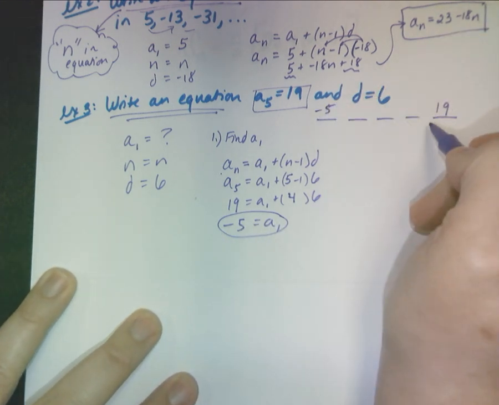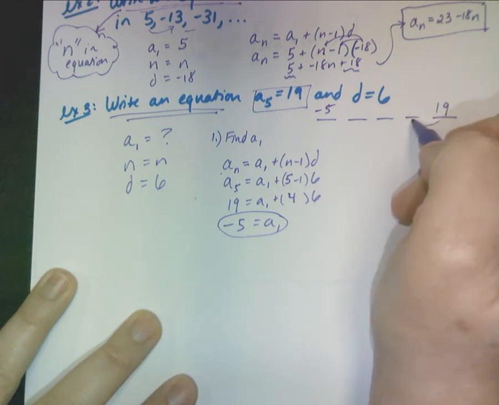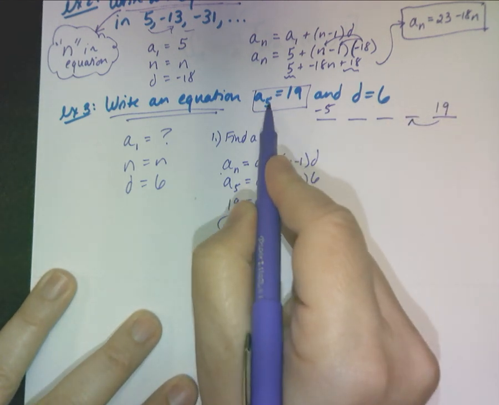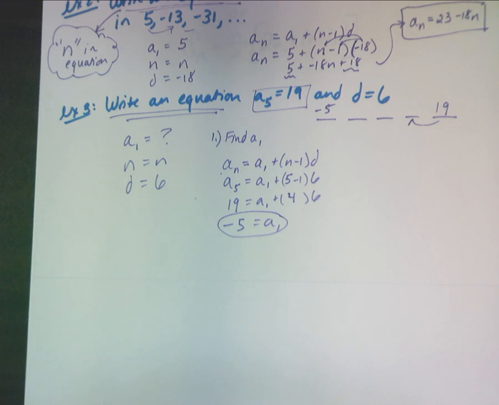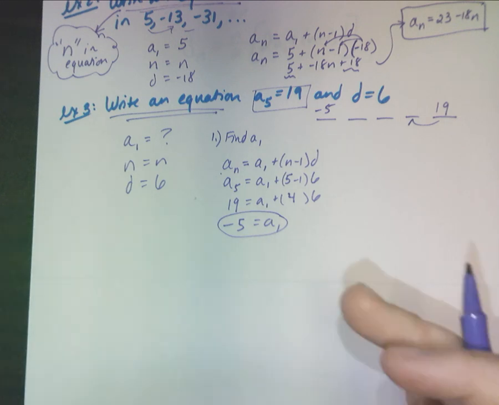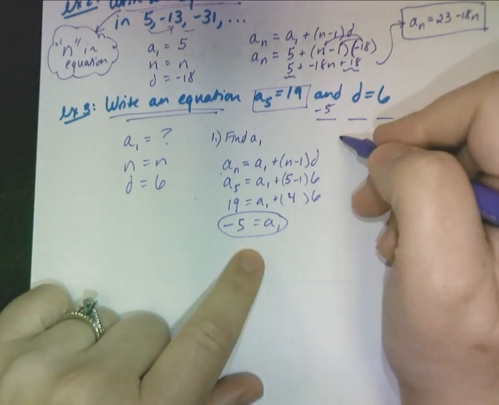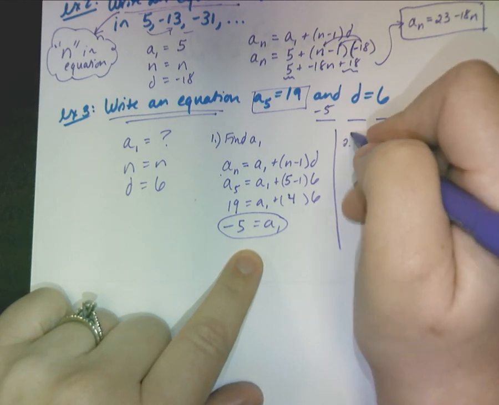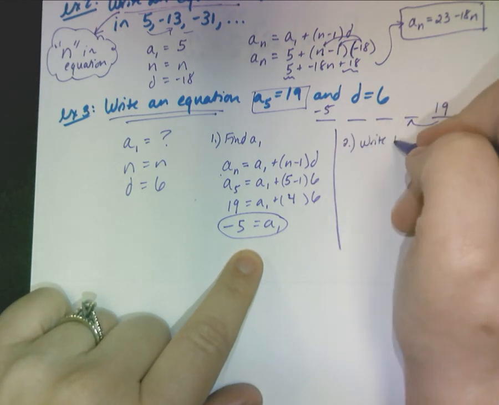And again, yes, you could have just said, can I just keep subtracting? But again, if this was A50, that would just be impossible. Don't try to go like, oh, I'm going to subtract 6 50 times. Look, don't do that. Use the formula. All right, so once we got this, now step 2, we can actually write the formula like we did above.